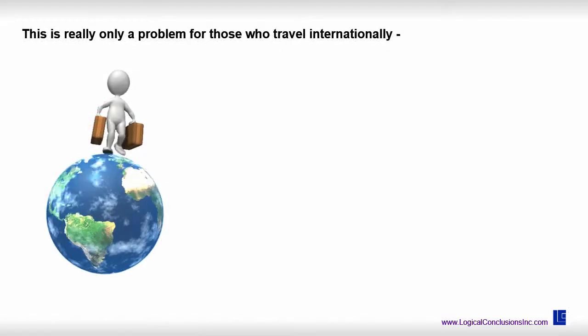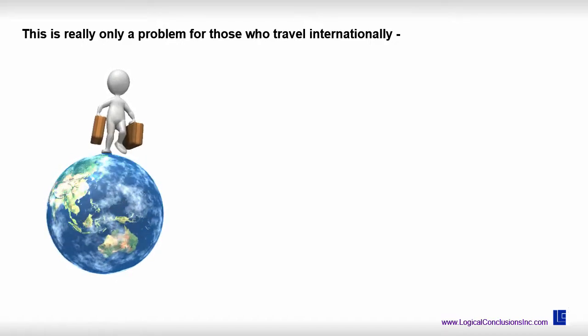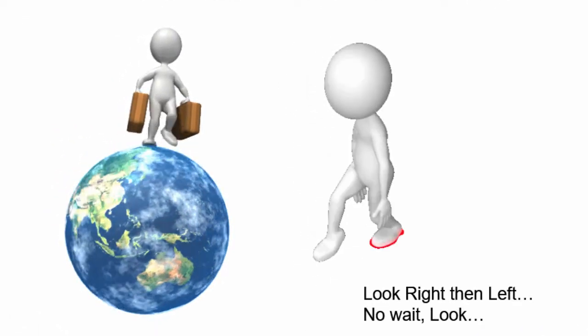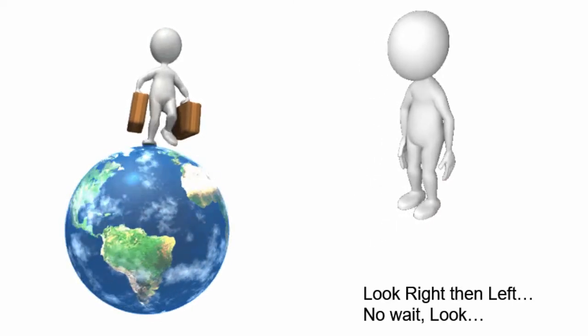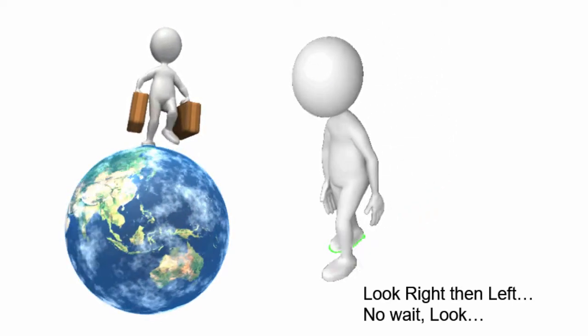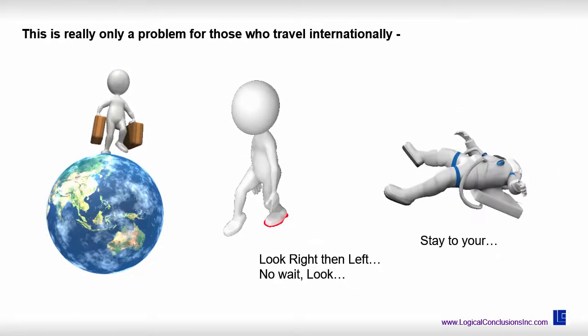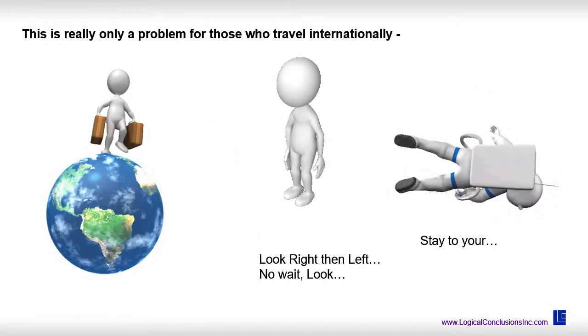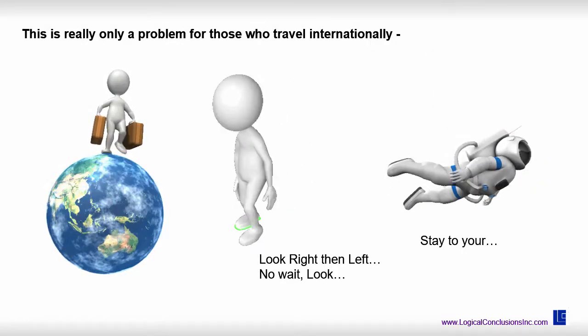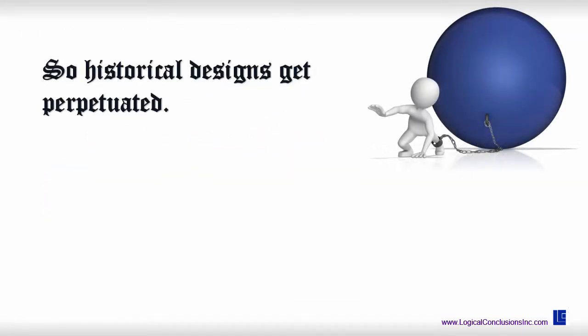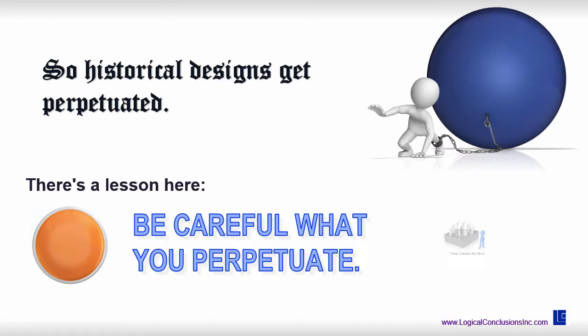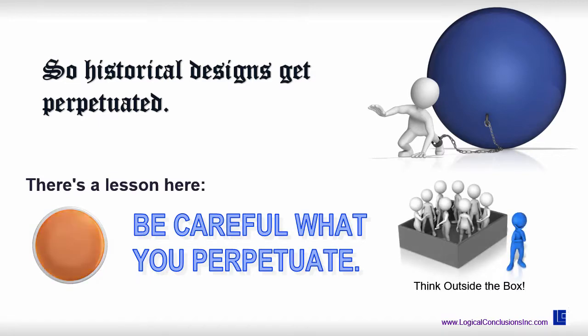Of course, which side one drives on is only a problem for those who travel internationally. For example, stepping off a curb or driving out of a driveway in London can be scary if you're used to looking the wrong way for oncoming traffic. I hope they have a system figured out for space traffic and everybody agrees to it. So, historical designs get perpetuated. There's a lesson here. Be careful what you perpetuate.